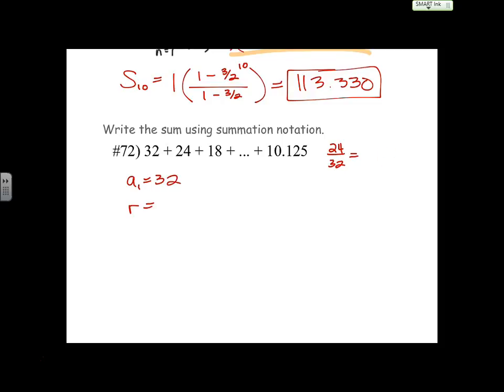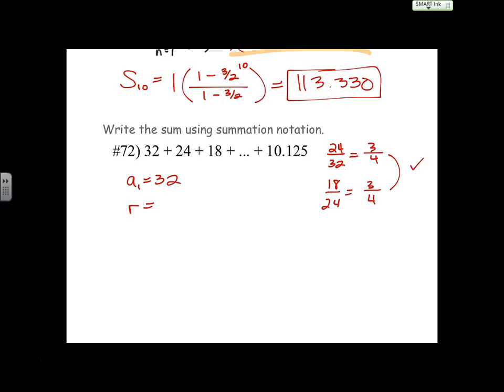Let's look at them separately. 24 divided by 32, the second over the first, the third over the second. What do these reduce to be? Well, 8 goes into 24 3 times and 4 times, right? Oh, 6 goes into 18 3 times and 6 goes into 24 4 times. Is there a common ratio?